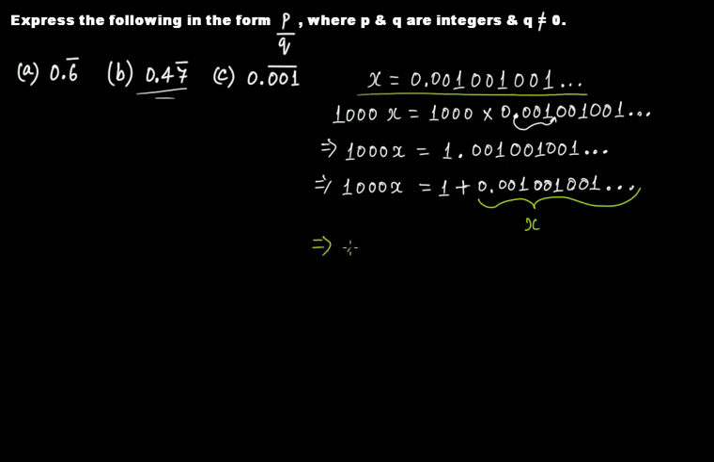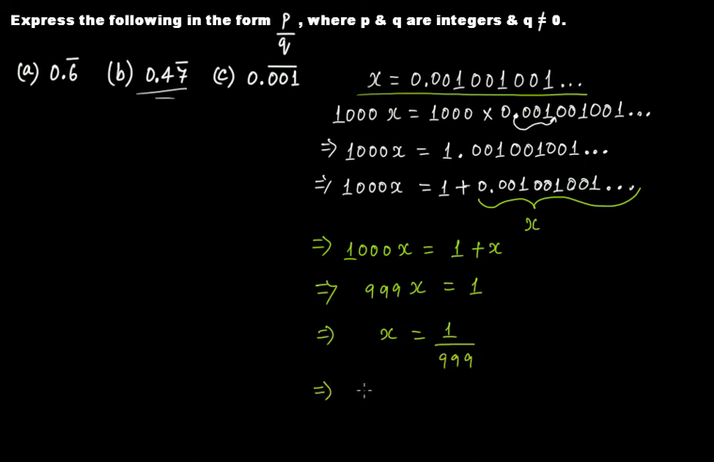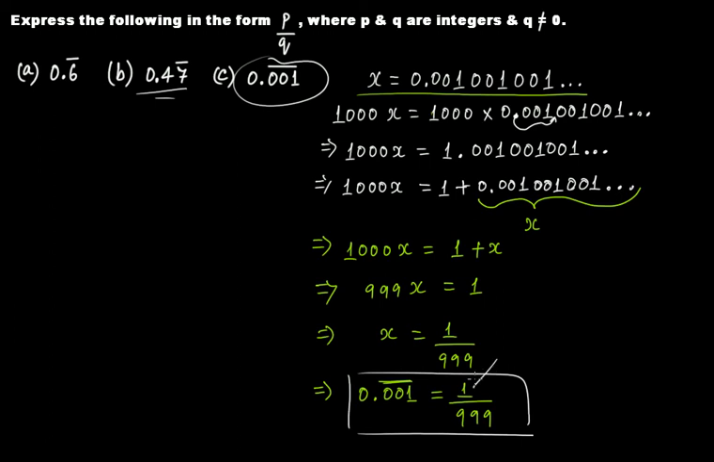So from here you get 1000x is equal to 1 plus x, and this is 999x is equal to 1. x is equal to 1 by 999. x is what? 0.001 with the bar over it, right? Because this is repeating, and this is 1 by 999. Therefore, we have written this number in the form of p by q, where p is 1 and q is 999.